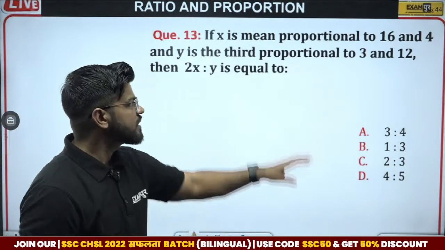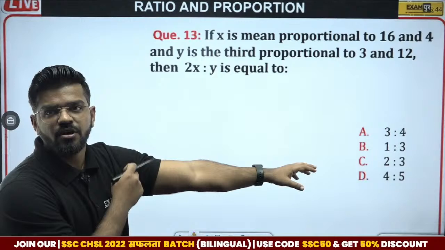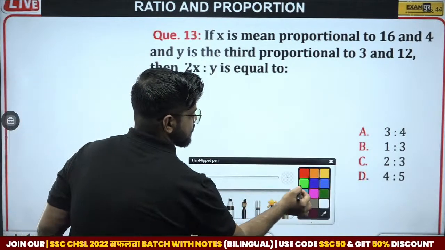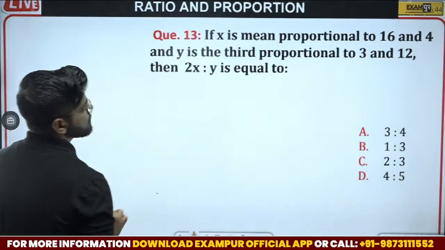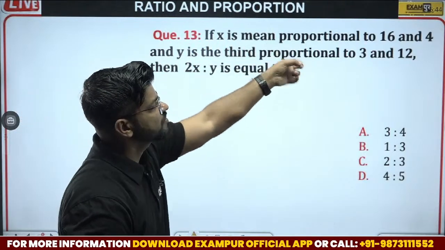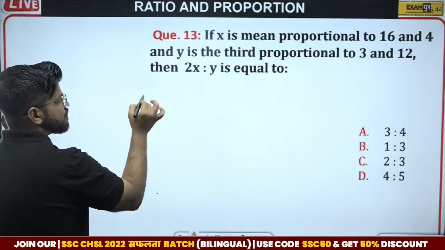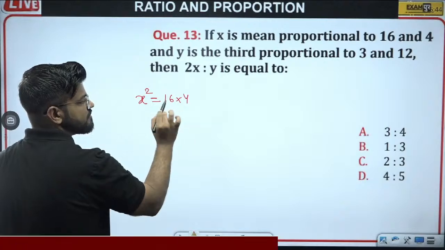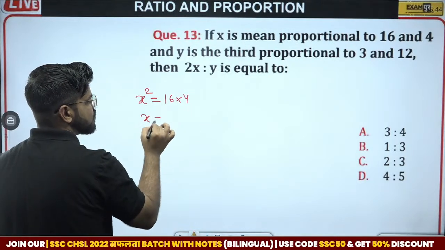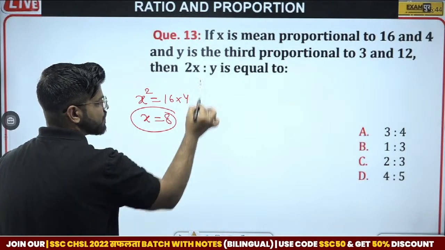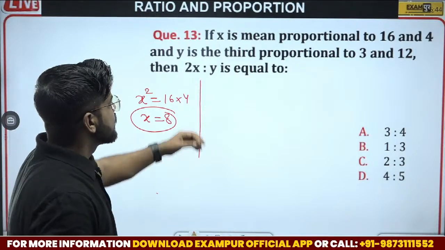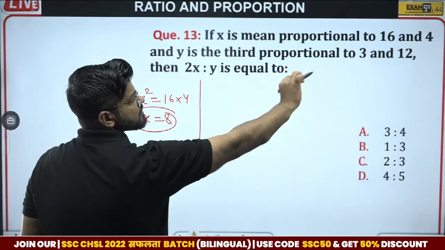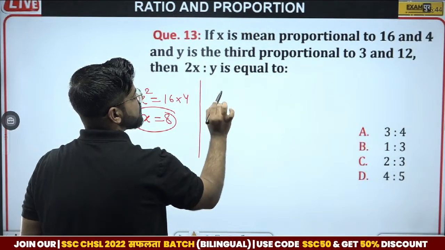Now you have to calculate both the things here and then take the ratio of that. Let's calculate. If x is the mean proportion of 16 and 4, then the mean proportion x square is equal to 16 into 4. 16 4s are 64, that means x is equal to 8. Yes or no? Right? And y is the third proportion to 3 and 12. How do we write the third proportion?